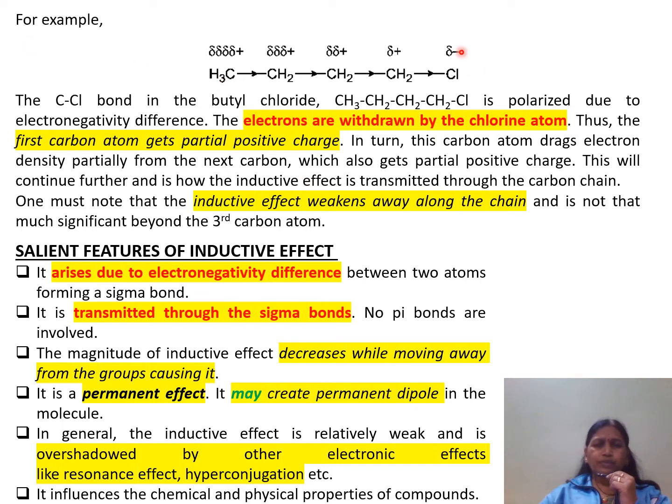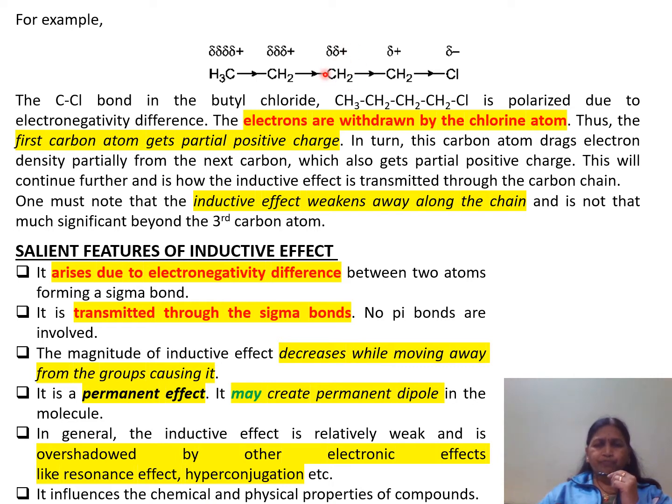Let us take the example of butyl chloride. In butyl chloride, this is the C-Cl bond. The C-Cl bond in butyl chloride is polarized due to electronegativity difference. The electrons are withdrawn by the chlorine atom. Thus, the first carbon acquires a slight partial positive charge. In turn, it attracts electrons from the adjacent carbon atom, and it also develops a partial positive charge.